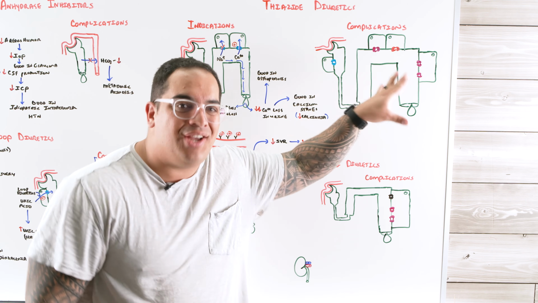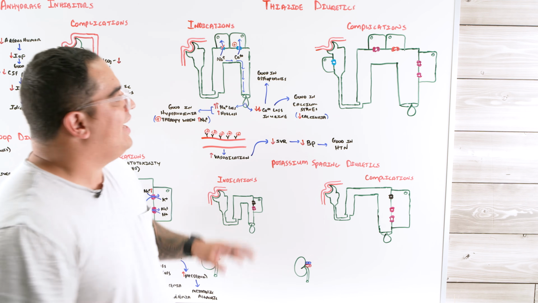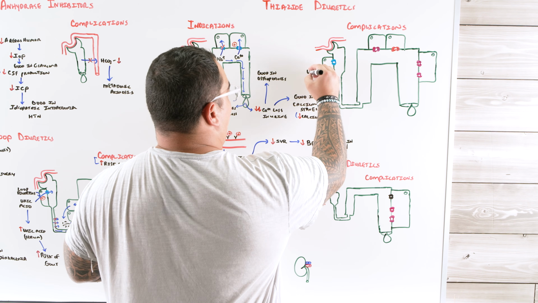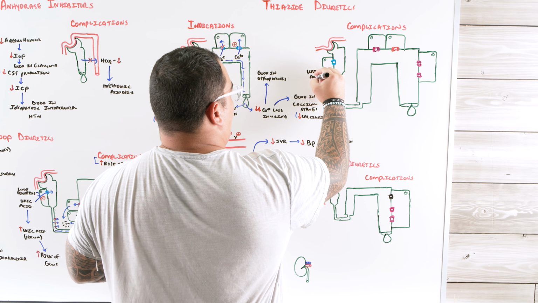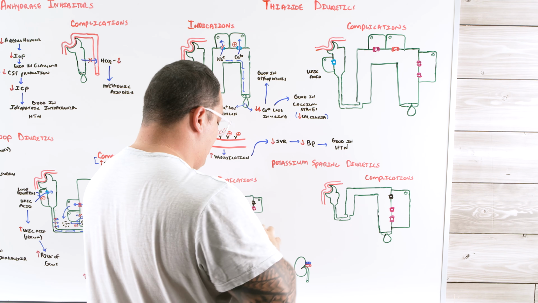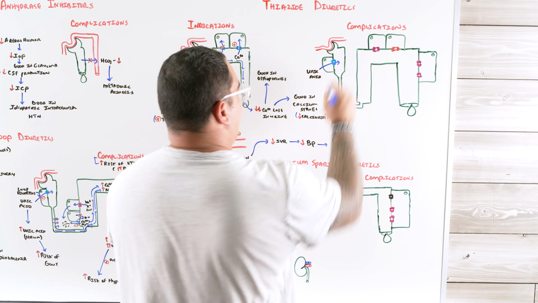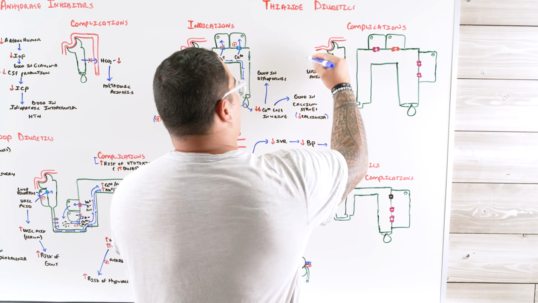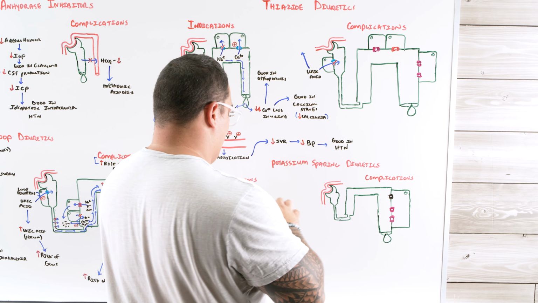The complications that come along with this drug are the same as with loop diuretics, with a couple of combos here. So again, one thing is you inhibit uric acid excretion. If you inhibit uric acid excretion, what do you increase the risk of again? You can cause hyperuricemia.